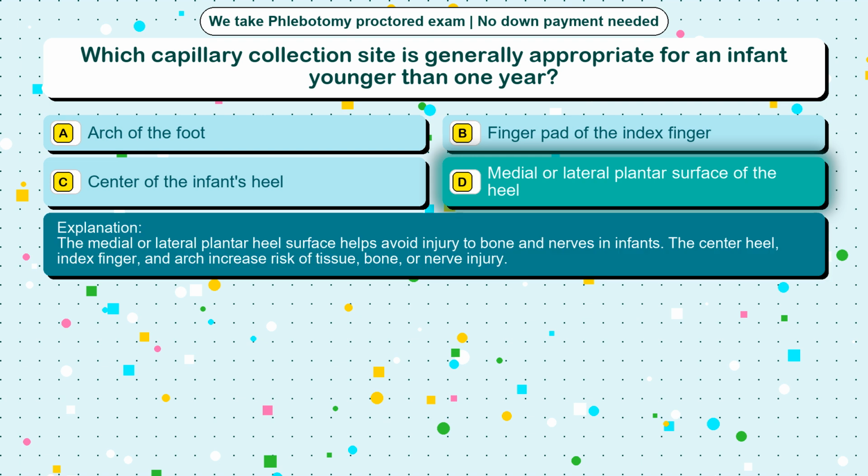The medial or lateral plantar heel surface helps avoid injury to bone and nerves in infants. The center heel, index finger, and arch increase risk of tissue, bone, or nerve injury.